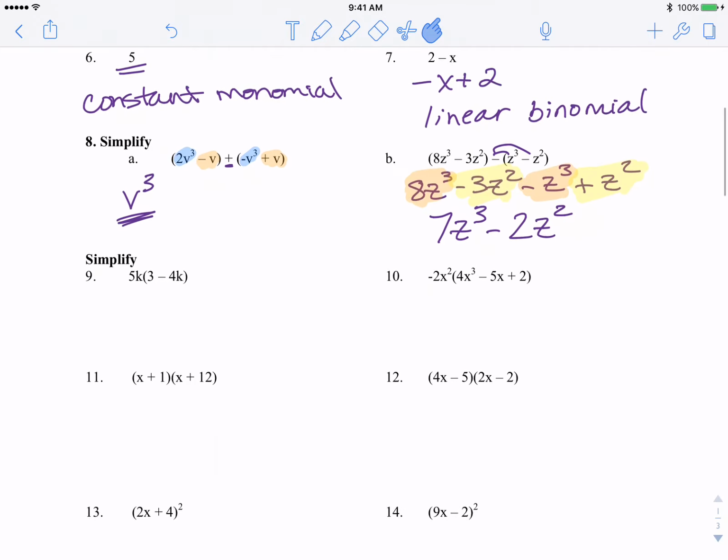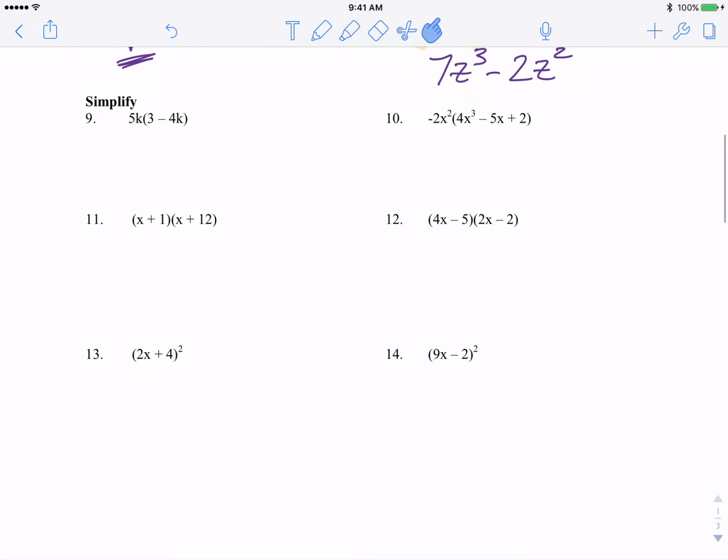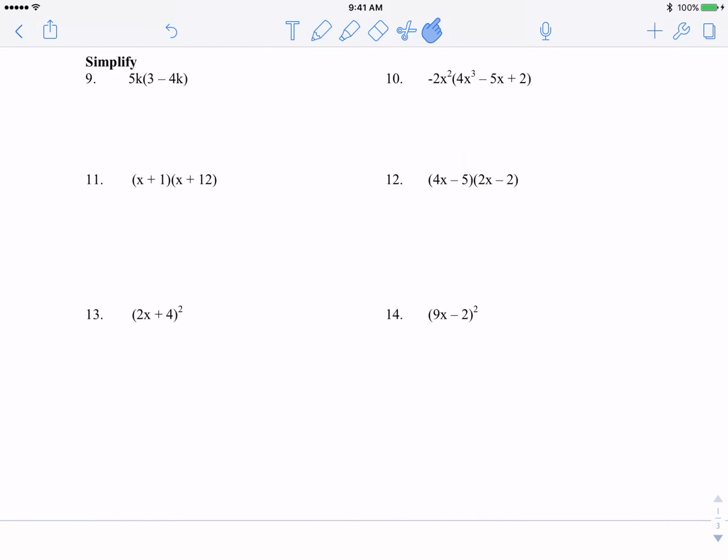Simplifying expressions. In numbers 9 and 10, we're going to do the distributive property, or rainbow rule, and you have to remember those exponent rules. So my first rainbow is 5 times k times 3, which would be a 15k. And then 5 times k times negative 4 times k. So 5 times negative 4 is a negative 20. And k times k would be k squared.